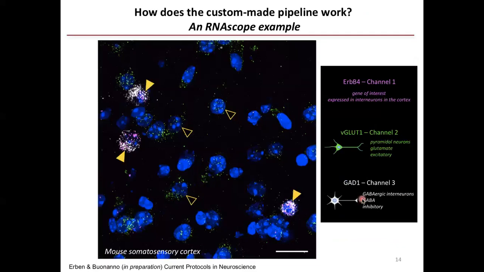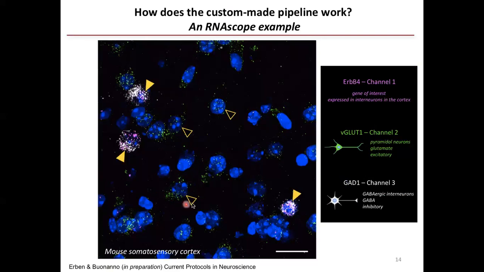So this is the example. I hybridized a section of mouse somatosensory cortex with 3 RNAscope probes to address in which cell types my gene of interest is expressed. This gene of interest here is ErbB4, which is shown in magenta and was used as a channel 1 RNAscope probe. As labeled by the yellow arrowheads, ErbB4 expression overlaps with the GAD1 probe that identifies GABAergic interneurons shown in white.